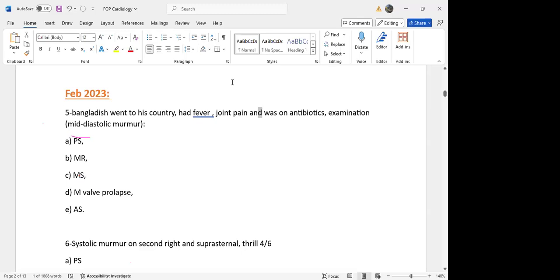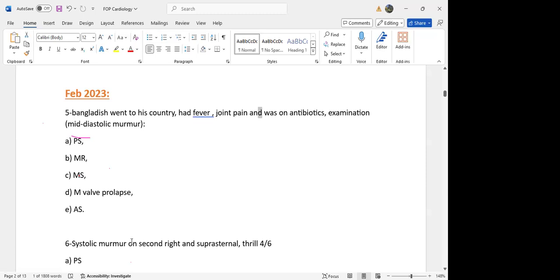Okay, prolonged. Yes, very good, Suleiman. This is chronic. This child has developed chronic rheumatic heart disease. That is why you have a diastolic murmur, which is an indication that the child has developed mitral stenosis. So if anyone on antibiotics has a murmur, especially a diastolic murmur, think about chronic rheumatic heart disease. If a pansystolic murmur is there, then definitely you can choose MR.